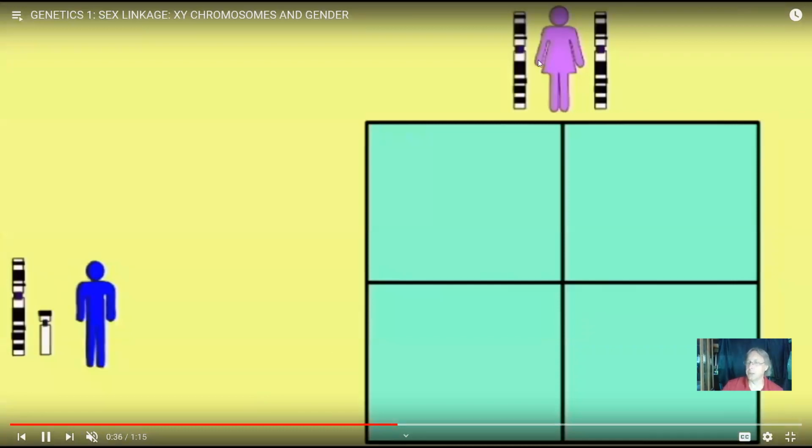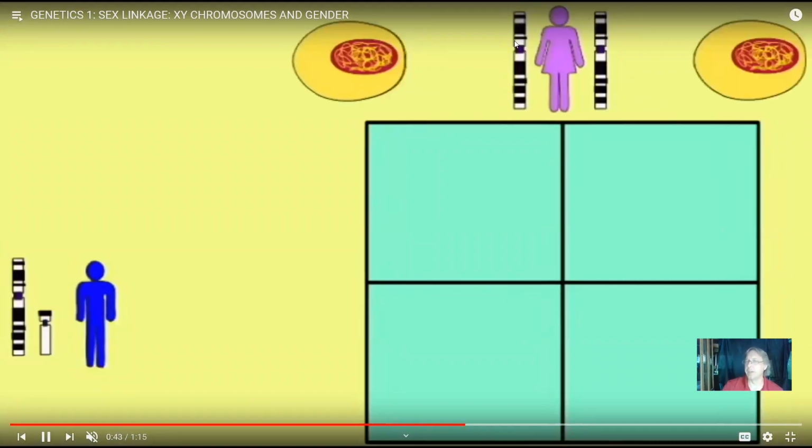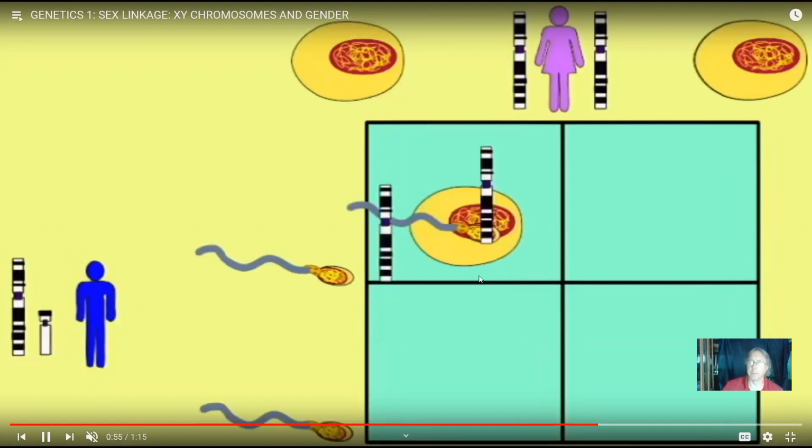When females make their ova, while their cheek cells, their bone cells, their muscle cells have both of these X's in them as they are diploid cells, when they make ova, the ova will have this X chromosome or this one, but not both, with rare exceptions, which will be covered later.